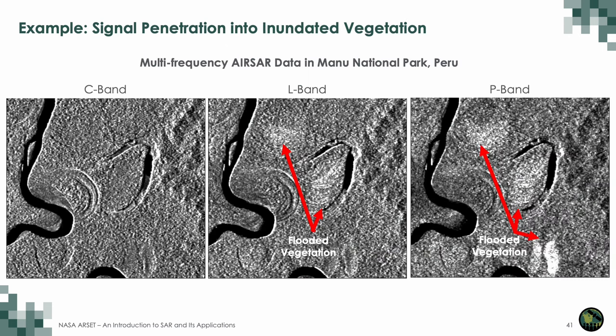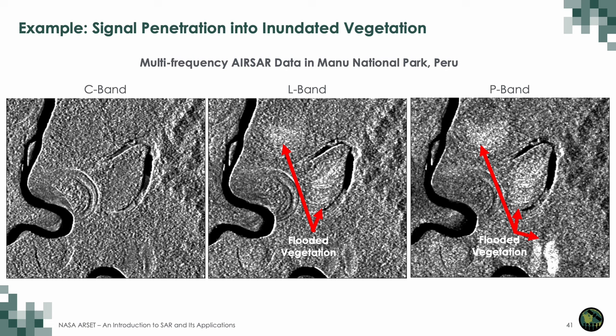And here's another example of signal penetration through vegetation to detect flooding. Here we have multi-frequency SAR images at C, L and P-band obtained from JPL's airborne radar called AIRSAR. The area imaged is a wetland in the Manu National Park in Peru back in 1993. Now, remember that C-band has a wavelength of around 5 centimeters, L-band around 24 centimeters, and P-band around 68. So as you would expect, the longer wavelength penetrates deeper into the canopy to detect flooded vegetation, which are the bright areas, that's flooded vegetation.